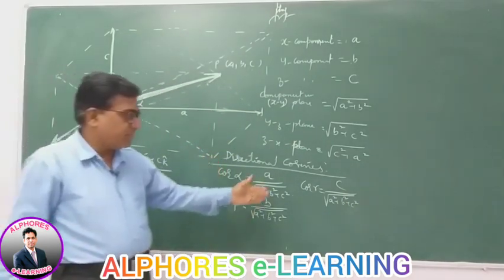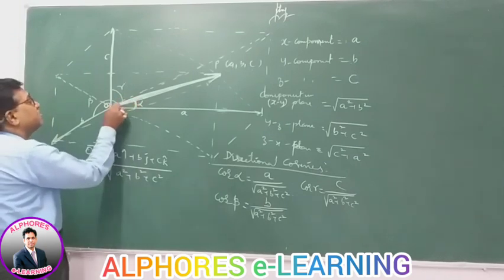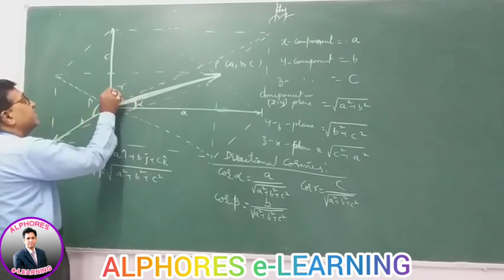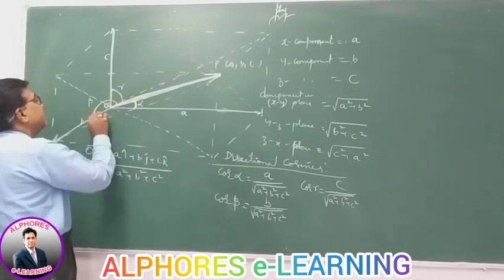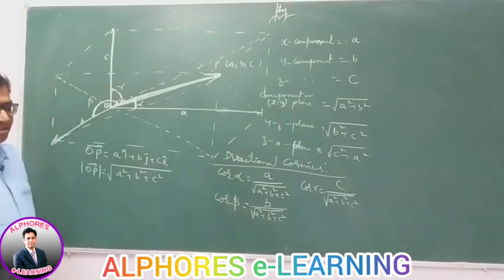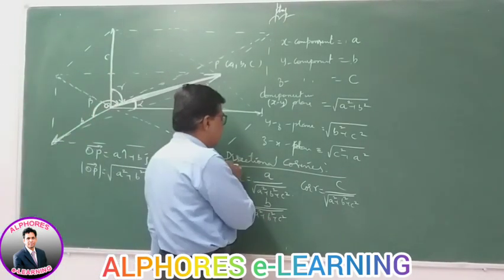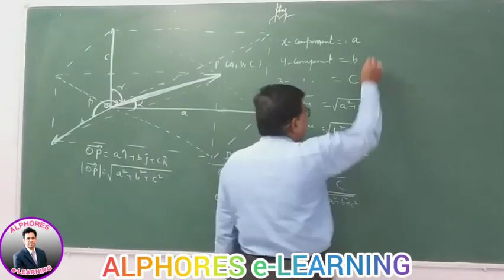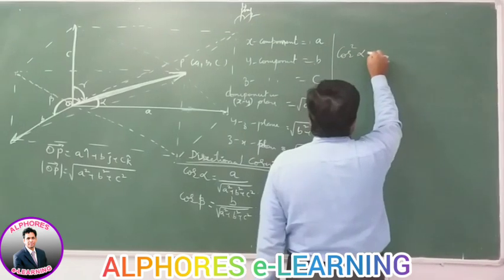Cos alpha, cos beta, cos gamma. Alpha, beta, gamma are the angles made by the vector with the x, y, z axes like this. This is the angle made with x, this with y, and this with z. These three, cos alpha, cos beta, cos gamma, represent the directional cosines of the vector. From these three you can get an identity.